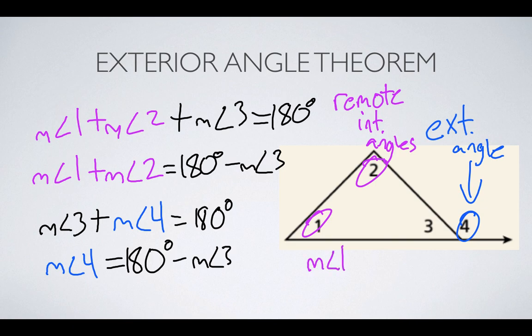the measure of angle 1 plus the measure of angle 2 is equal to the measure of angle 4. Or the sum of the remote interior angles is equal to the measure of the exterior angle, which is our exterior angle theorem.